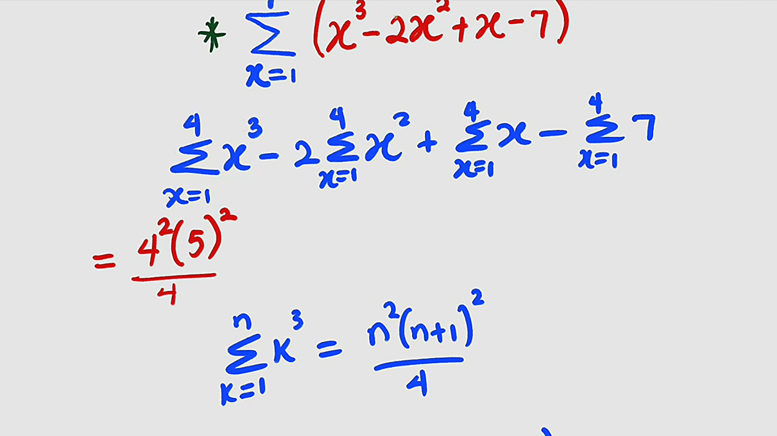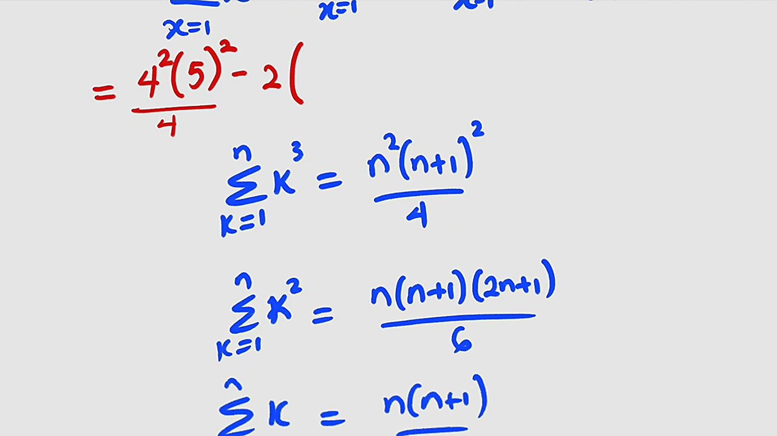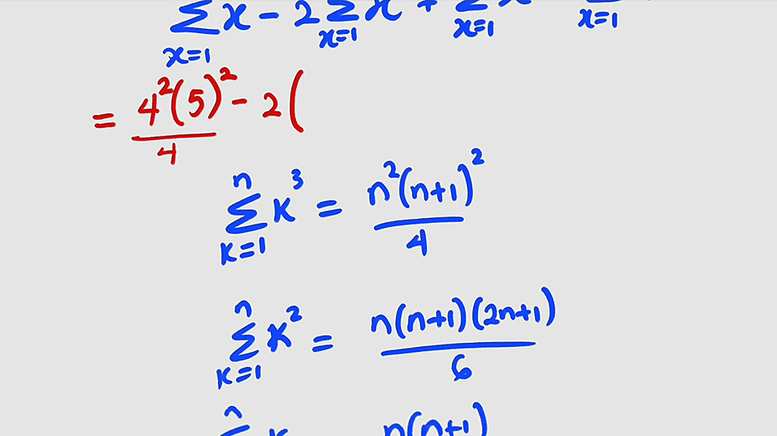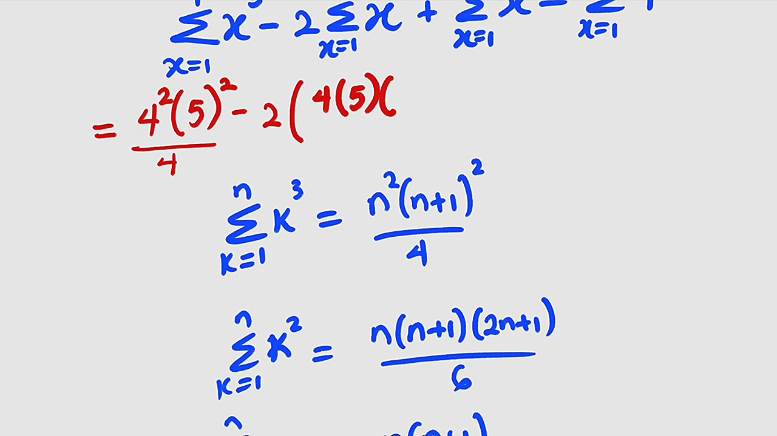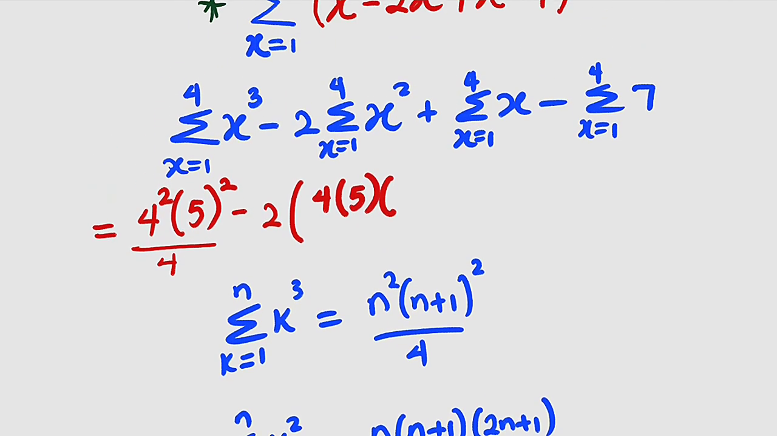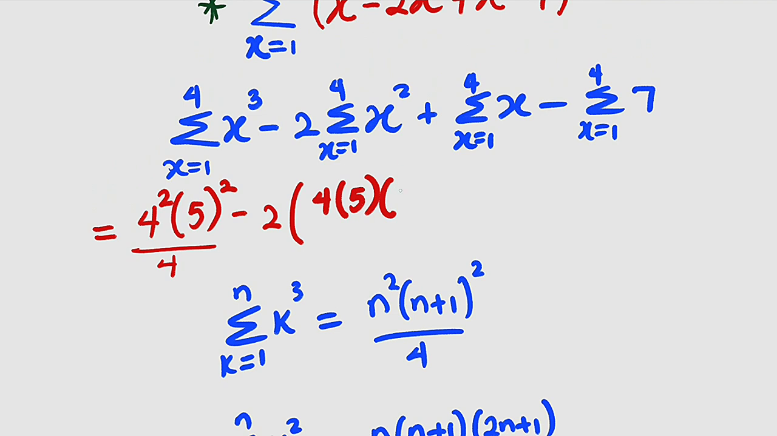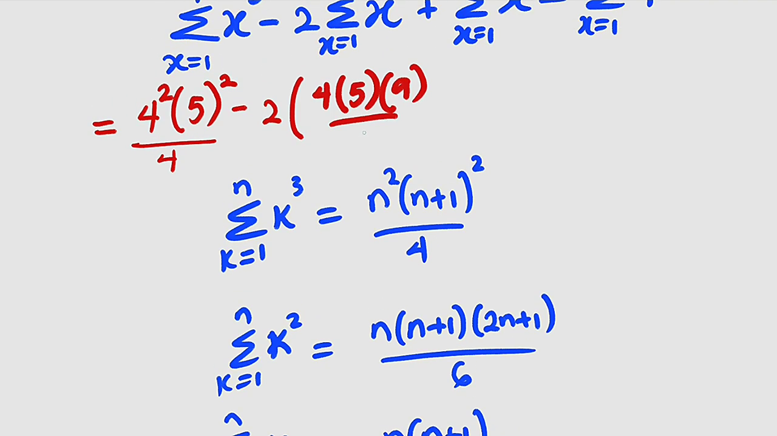We are done with this one. Then minus this 2, which is a constant, multiplied by the summation of x squared, which is k squared here. We have n times n plus 1, which is 4 times 5. Then multiply by 2 times n plus 1, that is 2 times 4, 8, plus 1 is 9. Then divide by 6.